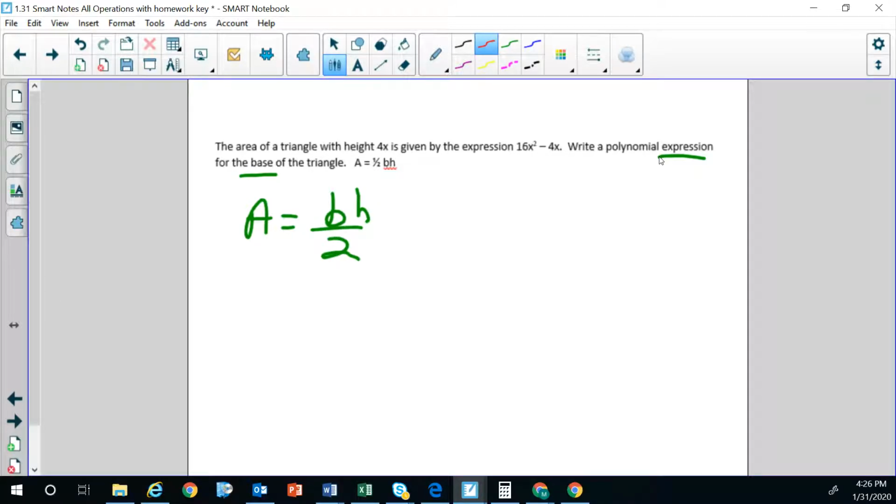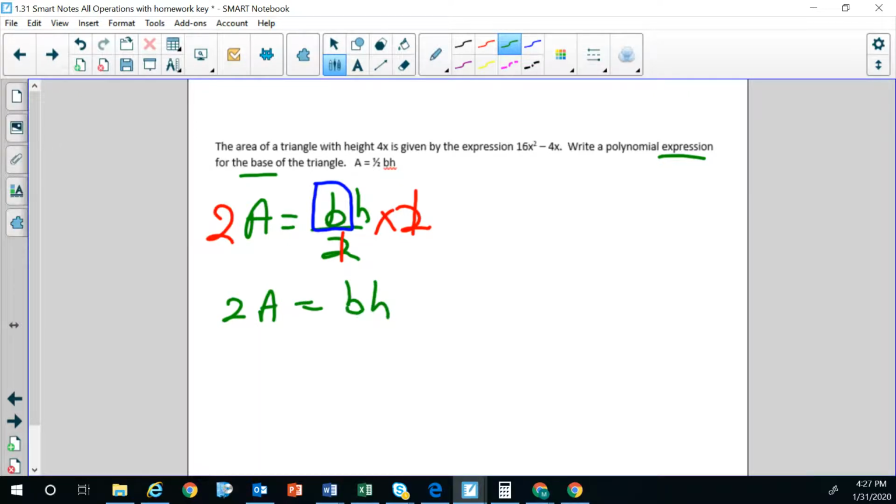So to find the base, you want to isolate the B. You want to find what B is equal to. And look at it, B is being multiplied by H and divided by 2. So we have to isolate B. My first step is I have to get rid of the 2, and that's the division right there. And the inverse of dividing is multiplying. So I'm going to multiply this side by 2 and this side by 2. That cancels the 2 right there. So I'm left with now 2A is equal to BH.